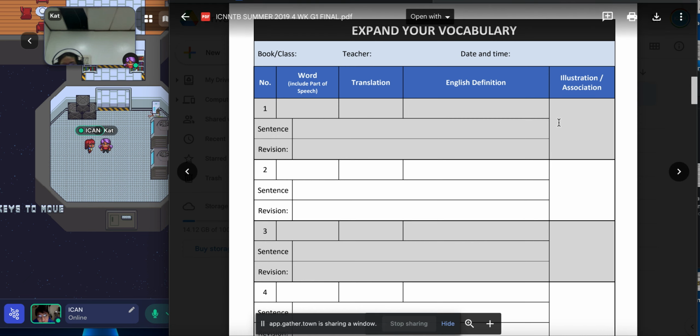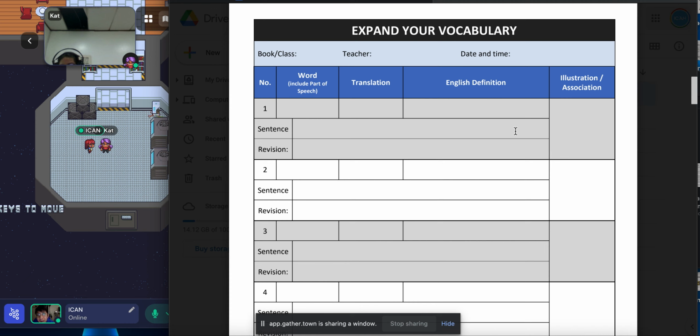And then they will draw here. That's the homework. So they will draw here. You will see a drawing, and then they will make a sentence. So you also have to instruct your student how to fill this out. Tell them that they need to write the translation using their dictionary.